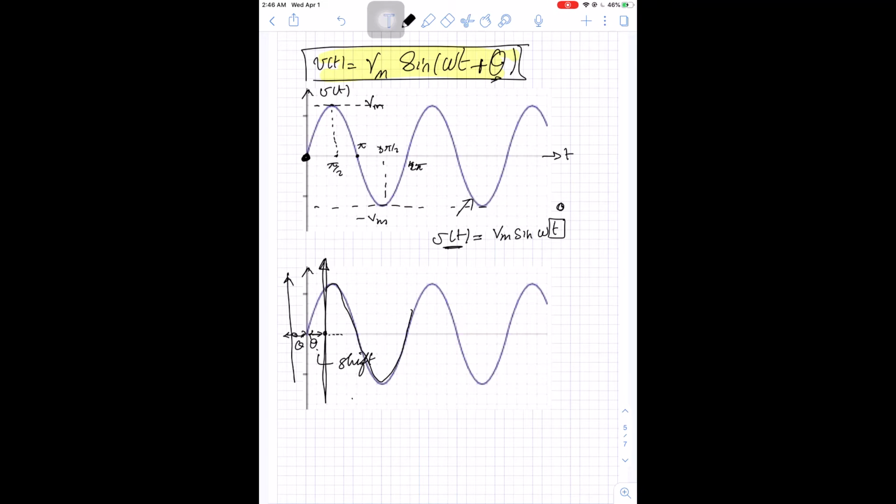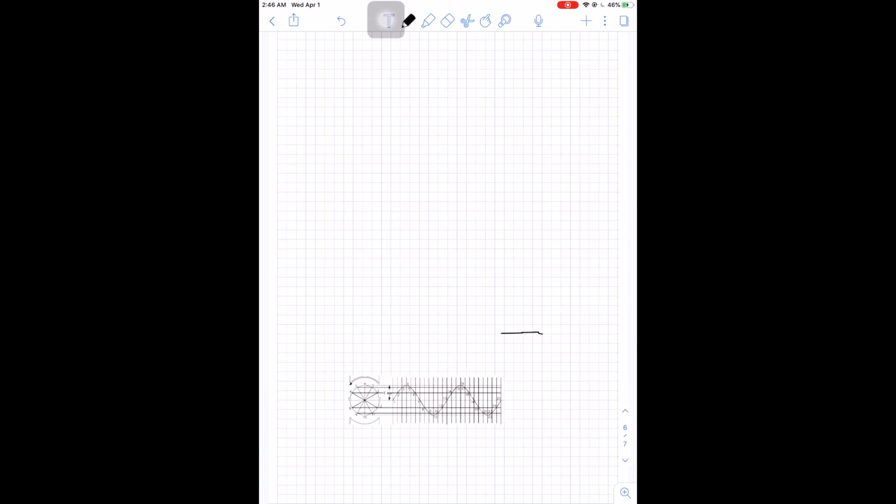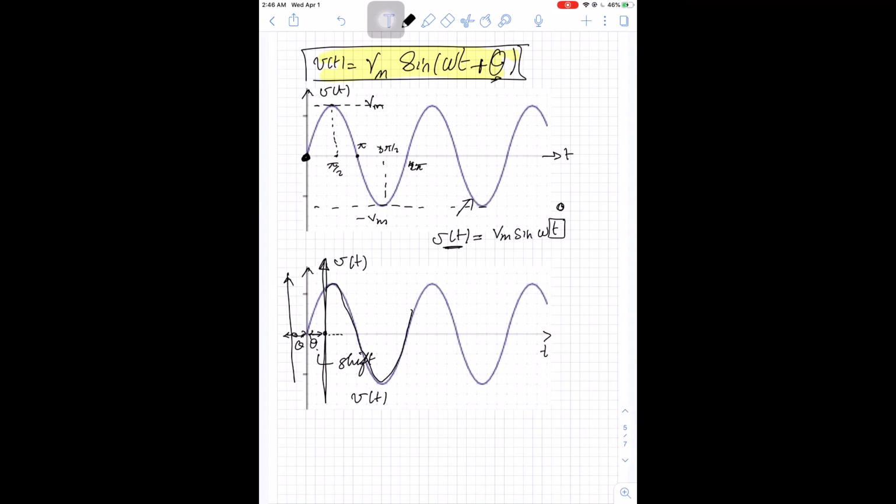So the general equation for V of t, or the voltage as a function of time, is V of t equals V max sine of omega t plus or minus theta, and plus or minus theta is called the phase shift. Now let's take an example.